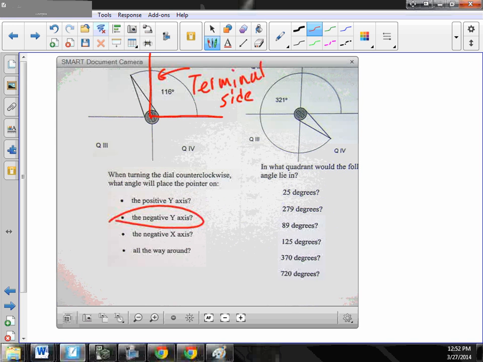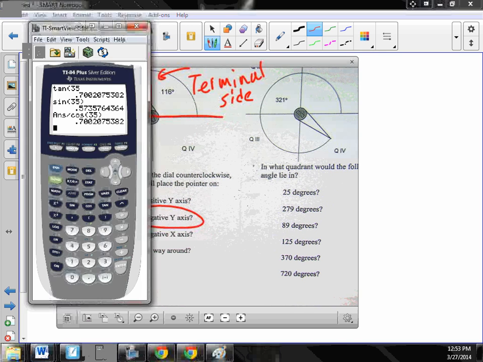There are two things we need to look at. 25 is bigger than 0 and less than 90. Everybody agree there? Okay, what about 279? Why 3? 4. Okay, why 4? Bigger than 270, less than 360. Now, do you want to see another way to do that? And this helps with really large angles.